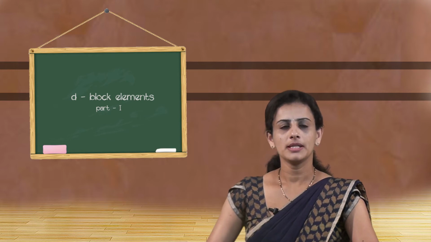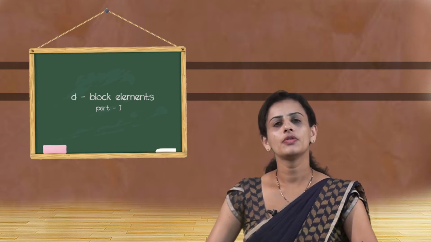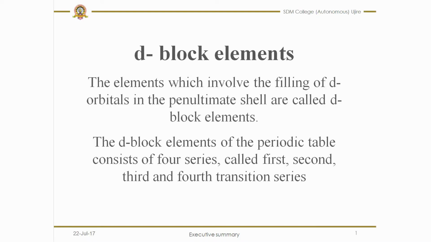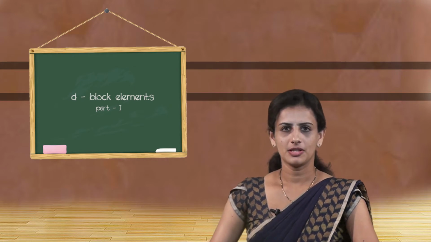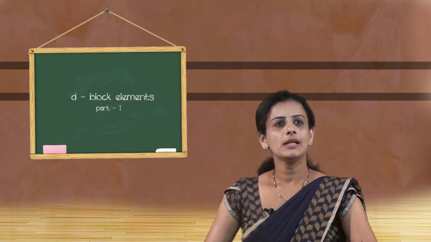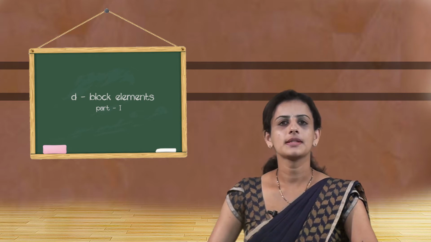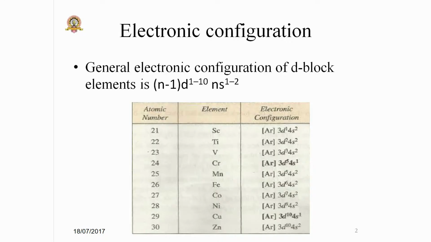The d block elements of the periodic table consist of four series called first, second, third and fourth transition series. Let us discuss the first transition series. The elements from scandium to zinc constitute the first transition series. Let's see the electronic configuration of that. The general electronic configuration of a d block element is (n-1)d 1 to 10, ns 1 to 2.